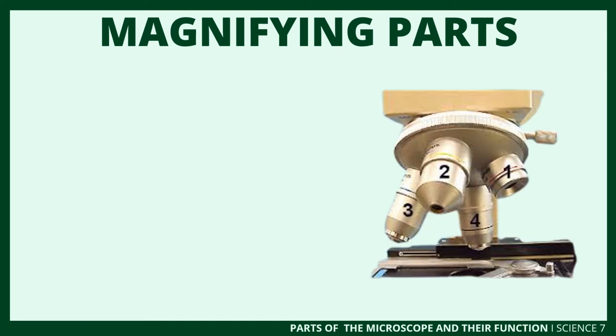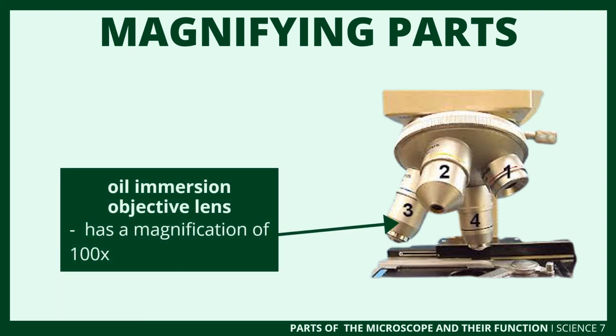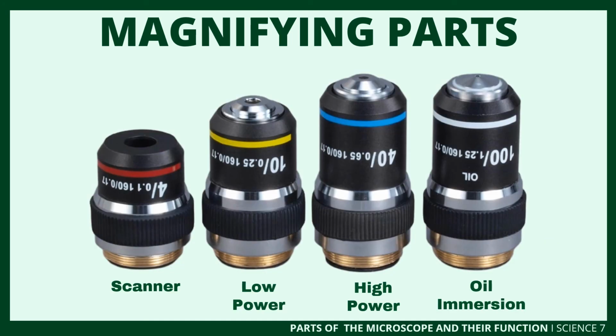Last but not the least is the oil-immersion objective lens. It provides the most powerful magnification with a magnification total of 1000 times. Observe this picture for better differentiation of the four objective lenses in terms of structure.